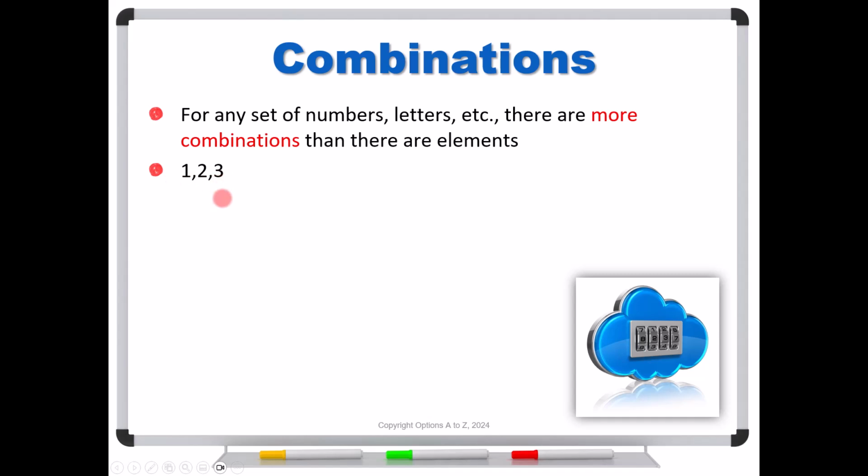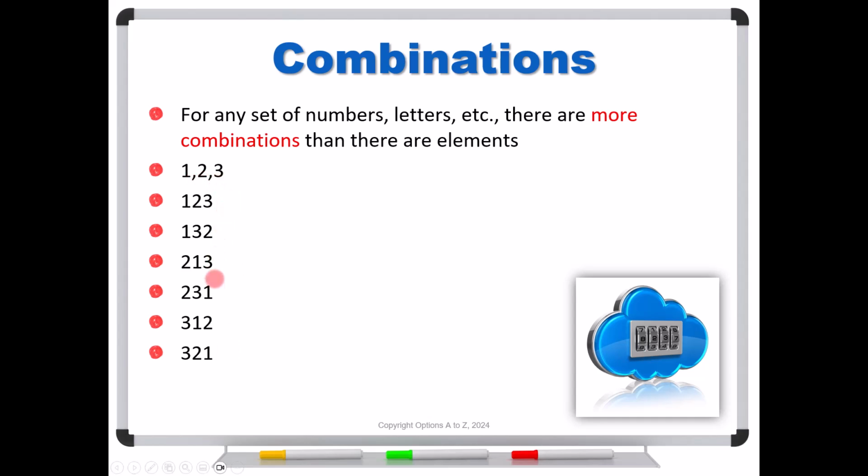Well, there's more than 3. We have 1, 2, 3; 1, 3, 2; 2, 1, 3; 2, 3, 1; 3, 1, 2; and 3, 2, 1. So you can see we've got 6 different combinations, even though we have only 3 elements in the set.